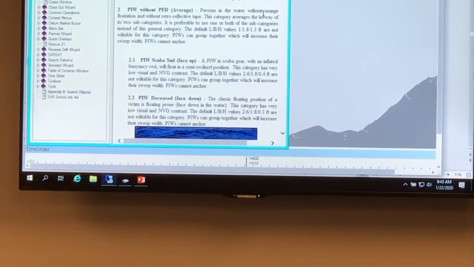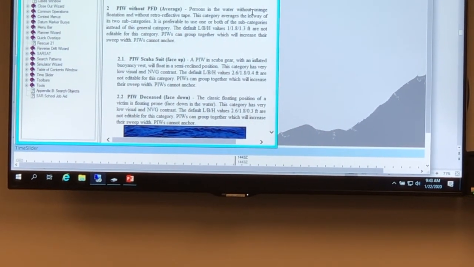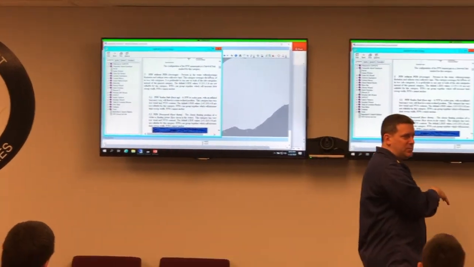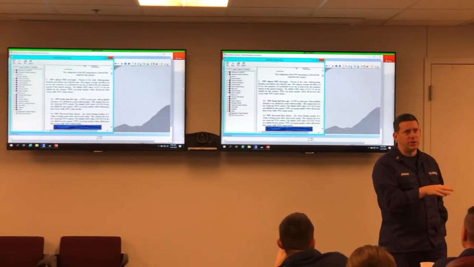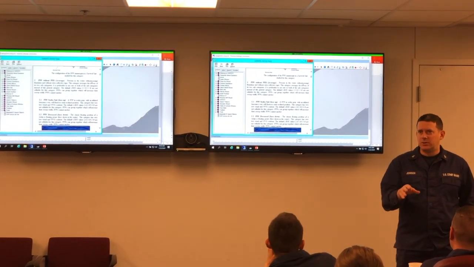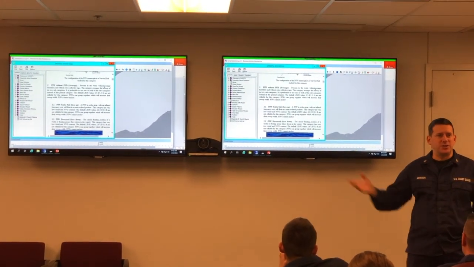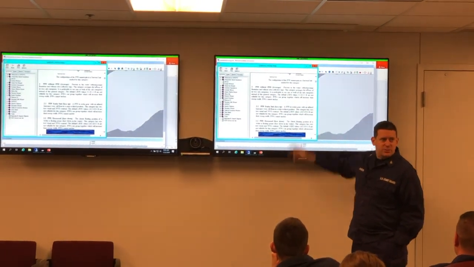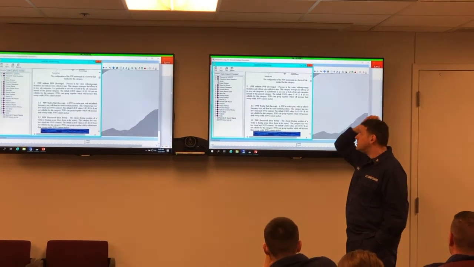persons in the water without orange flotation. And so I had to go back and say, it says without orange flotation, so would that be people who also don't have flotation? And they go, no, just orange flotation. Nobody knows this, and it shouldn't say that. It should say PIW with not orange flotation. That's not how that reads.